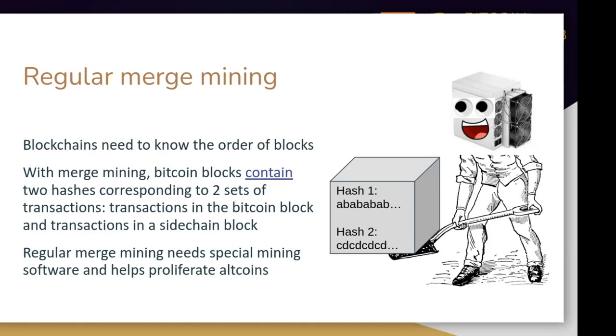It's also going to be valid for that set of transactions that hashes to CD, CD, CD, or whatever the hash happens to be. And so that allows you to have one set of miners doing one set of proof of work on Bitcoin, but that proof of work is also valid for a totally separate blockchain. Yeah, it allows you to do this thing where Bitcoin blocks contain two hashes corresponding to two sets of transactions.